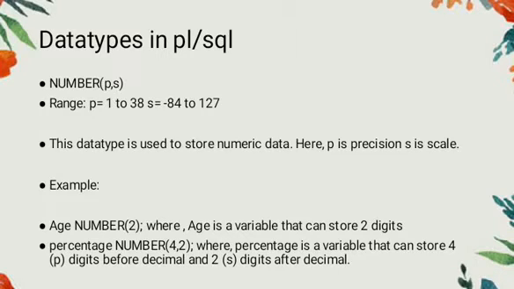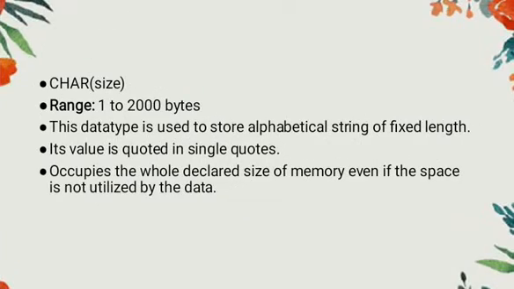The first one, number. This data type is used to store numeric data. For example, age number(2) and percentage number(4,2). Age is a variable that can store a 2-digit number, where percentage is a variable that can store 4 digits before the decimal and 2 digits after the decimal.